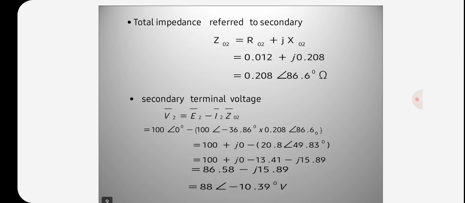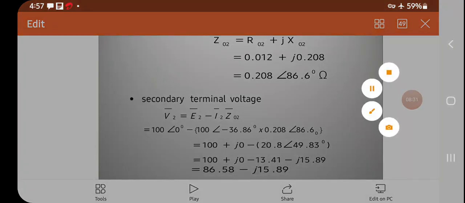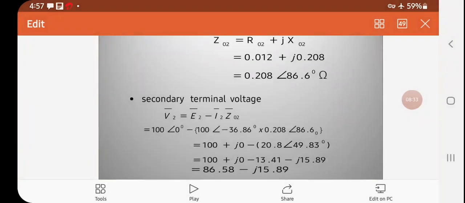And also the total impedance referred to secondary Z02 is equal to R02 plus jX02, that is equal to 0.012 plus j of 0.208, so that is equal to 0.208 angle of 86 degrees.